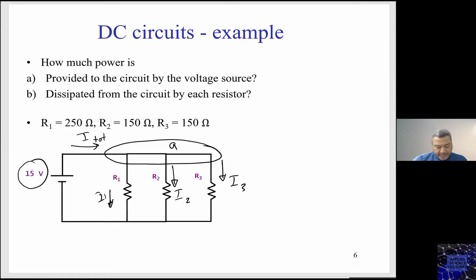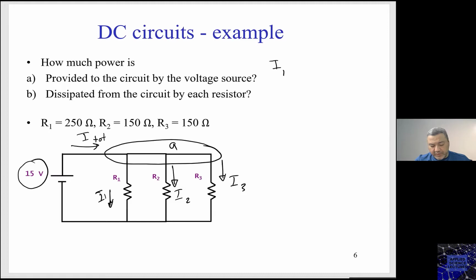So here, in order to calculate the total power, I can calculate those currents, right? And then after I calculate those three currents, I can apply the KCL at junction A to find the I tot, and then the total power provided by the battery would be the current times this voltage. So let's do this.